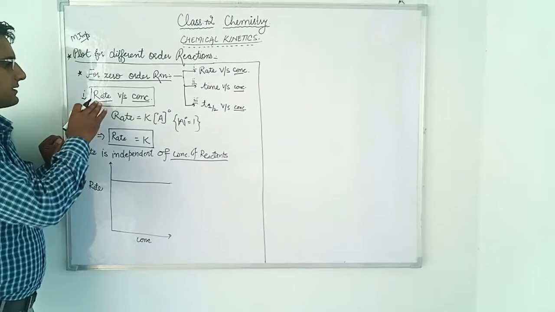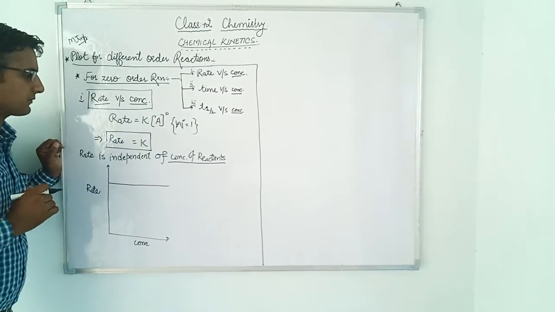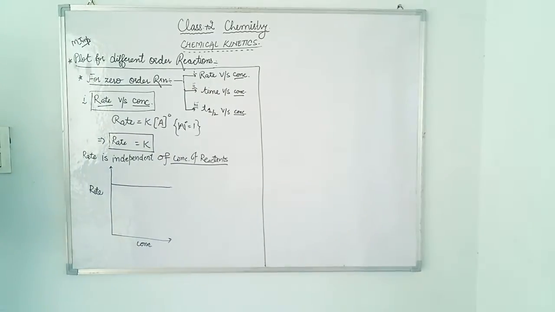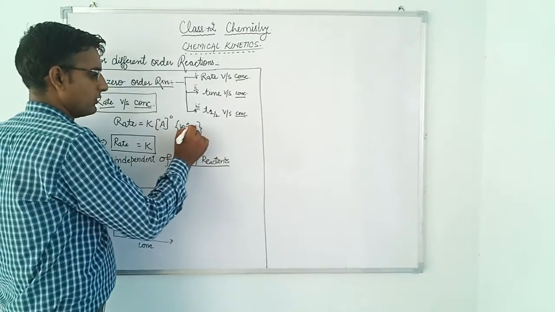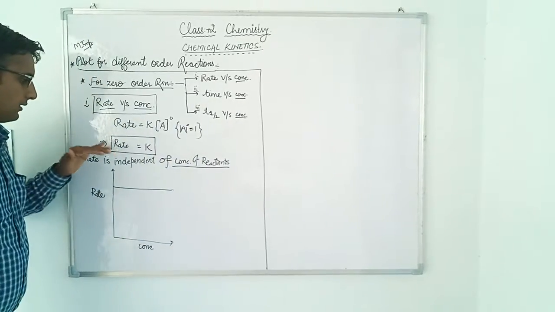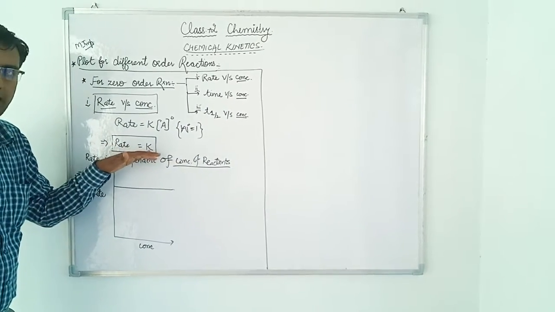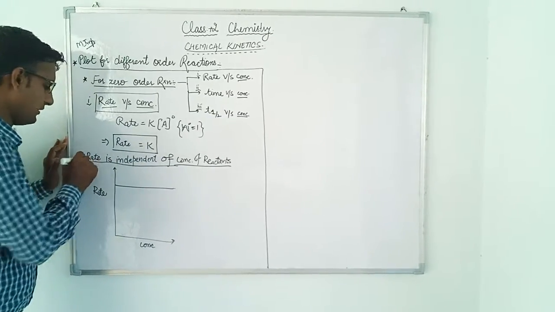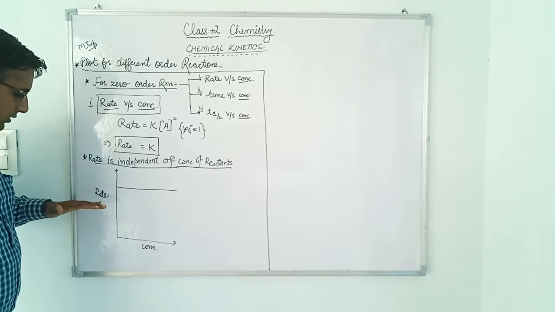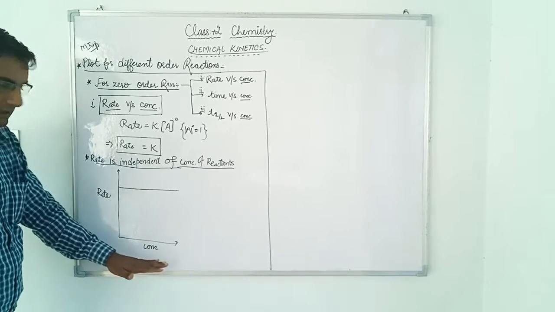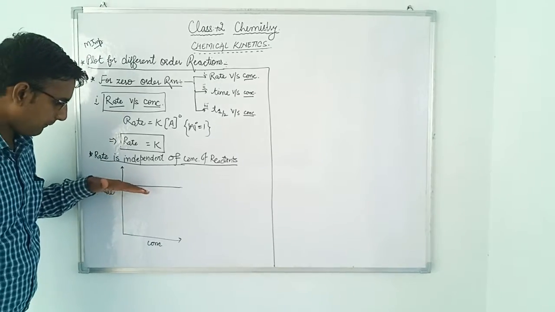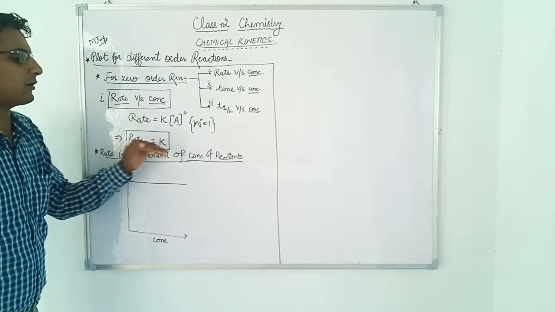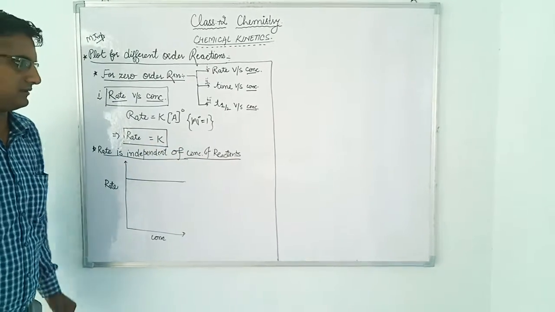Now students, first, that is rate versus concentration. Rate is equal to k a raised to power 0, and anything in mathematics, that is a raised to power 0, is equal to 1. So rate is equal to k, which means rate is independent of the concentration of reactants. So if we plot between rate and concentration, it is a line parallel to the x-axis, which shows that rate is independent of the concentration of reactants.